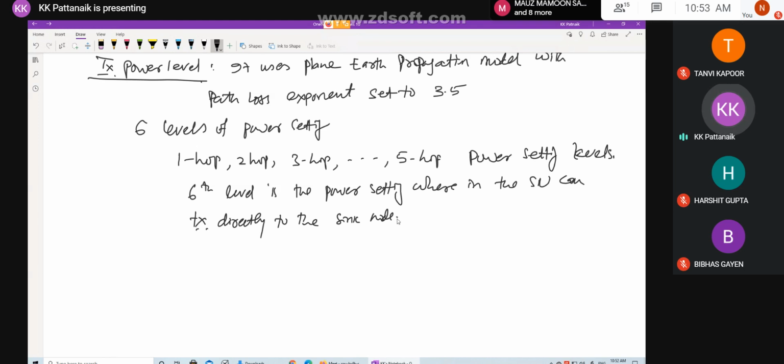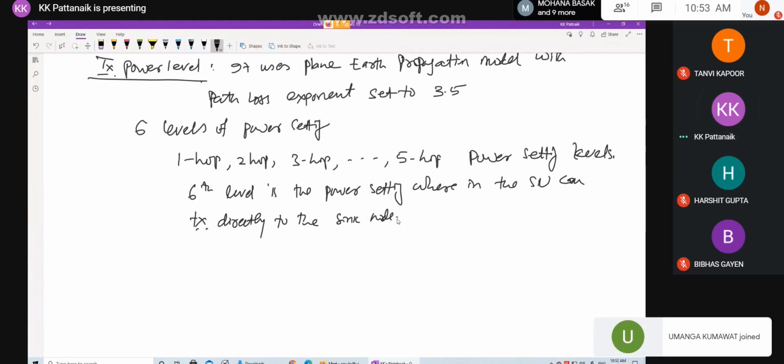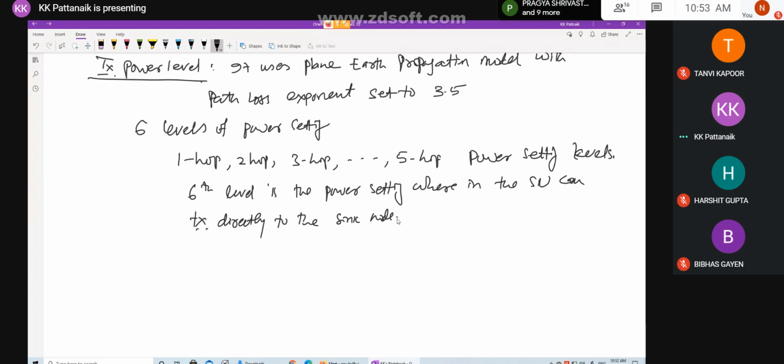So for 1 hop we can set as much as is needed, for 2 hops accordingly, and similarly we can set up to 5 hops. Okay. And the 6th level power setting, if set, means that that particular node can transmit to the sink node in just 1 hop. That will be the highest level of power setting, compared to the lowest level of power setting, that is 1 hop. Okay.